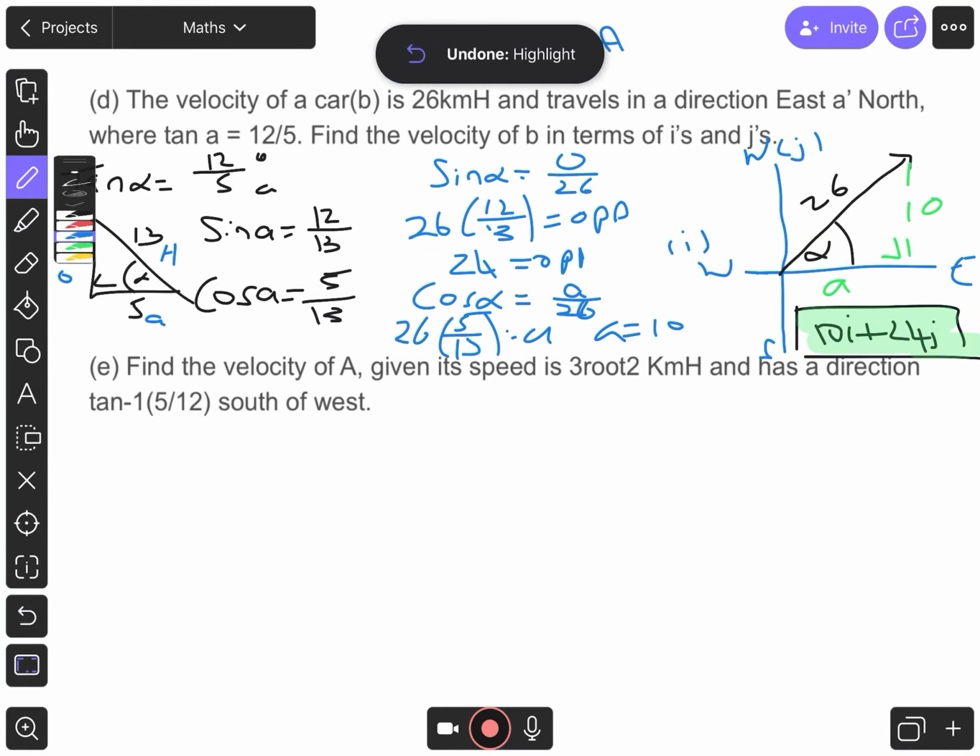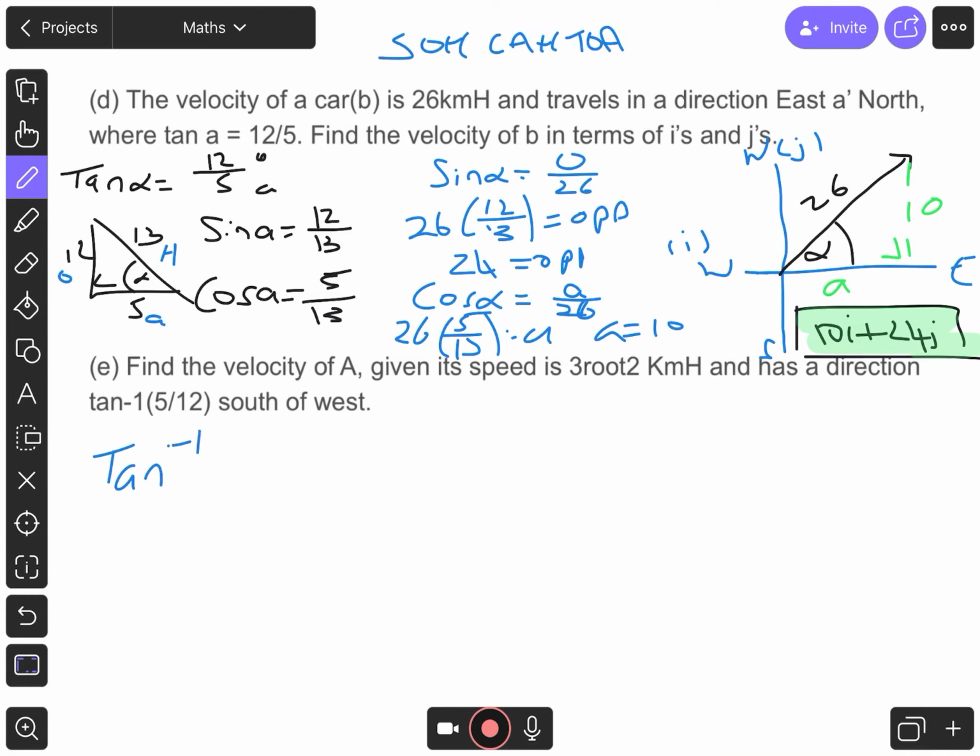5 over 12. Now that means same as this one here. I have tan that's O over A. So if I have tan of O over A, then that means that my sine of my angle is going to equal, and my cos of my angle is going to equal. Sine is opposite, cos is adjacent over, and the hypotenuse is going to be 13 again.